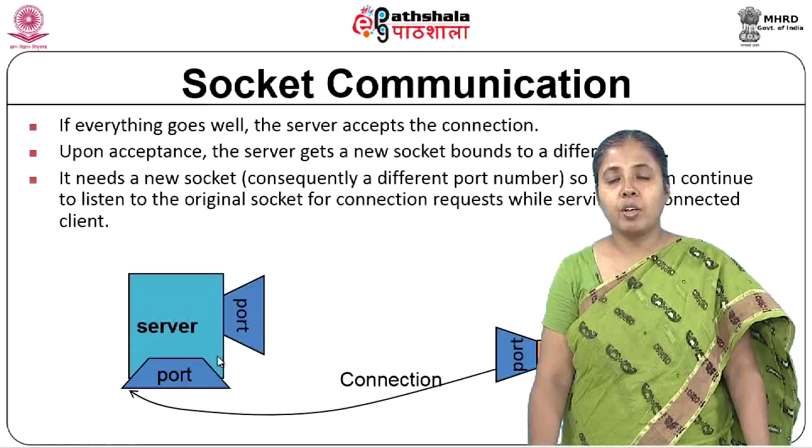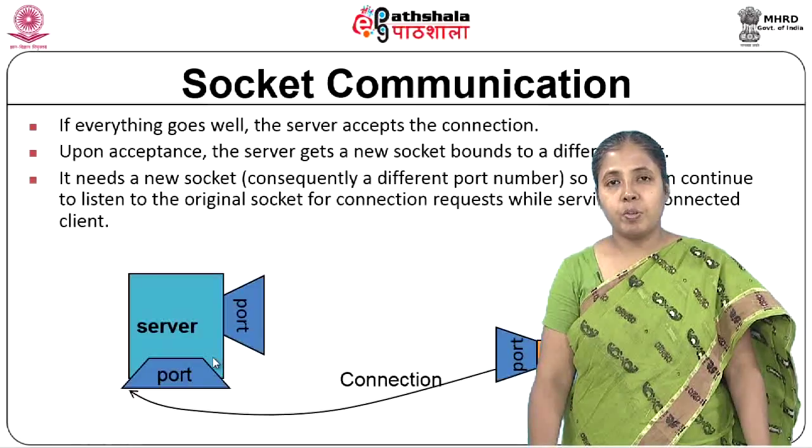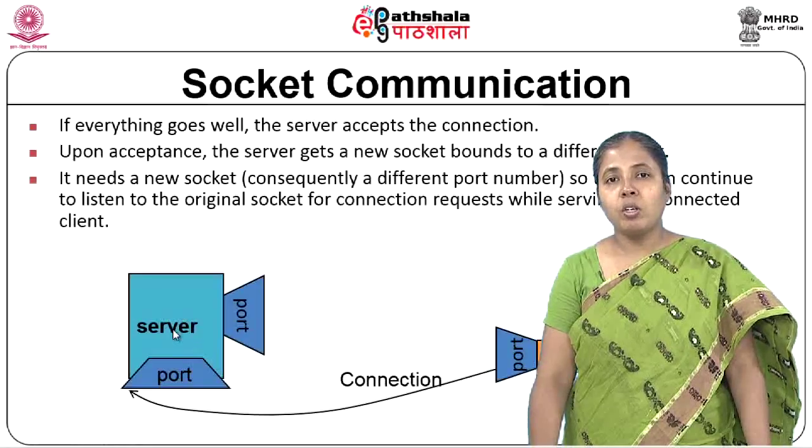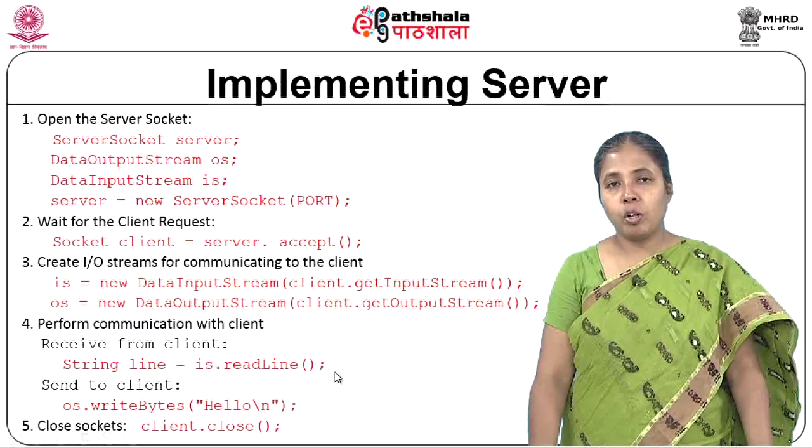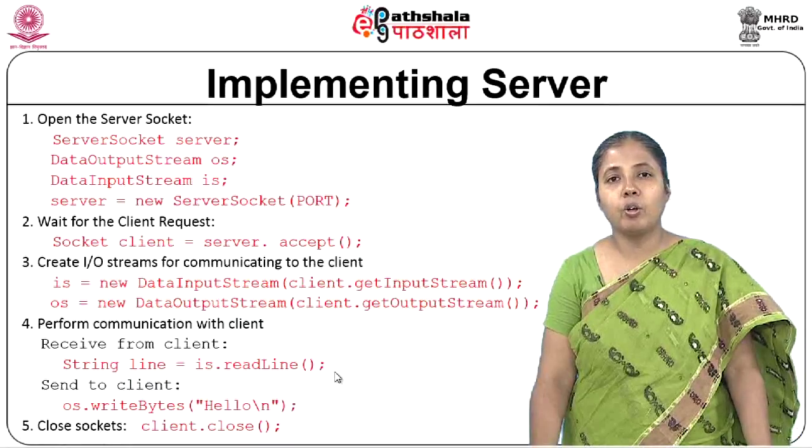Once the client gives the request to the server with the specific port, the server would accept this connection if everything goes well, and upon this acceptance, it would create a new socket that is bound to a different port. Why is it going to create a new socket? It needs this new socket so that it can continue to listen to the original socket for connection requests while serving the connected client through the newly created port. So, now we have seen how the server and the client are communicating.